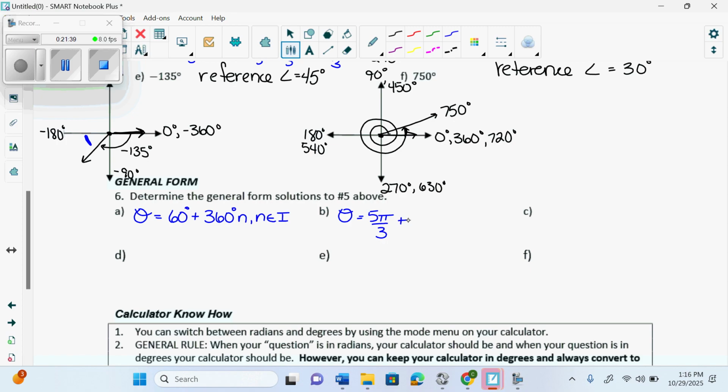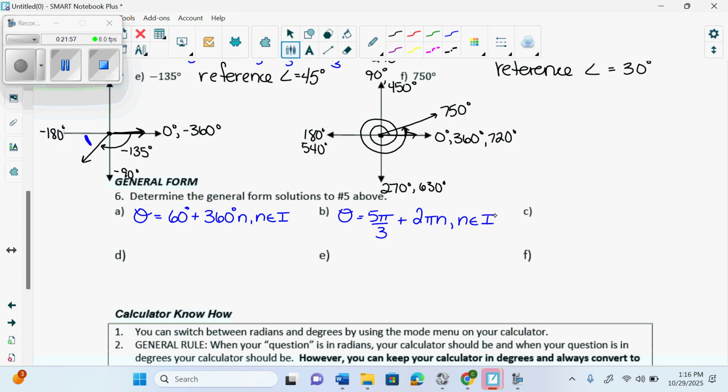Can we mix radians with degrees and intermingle them? No. What do we have to add? 2 pi n. If you want to give it a little flair, do 2 n pi. There's your flair you can do. n is an element of the integers.